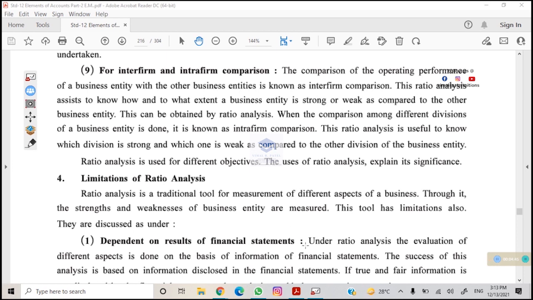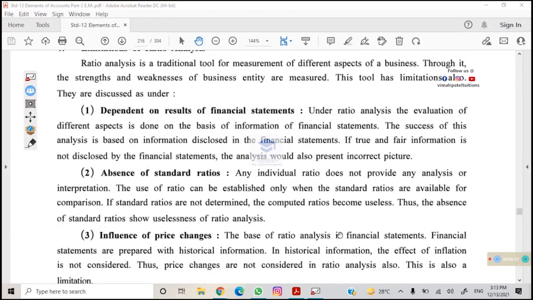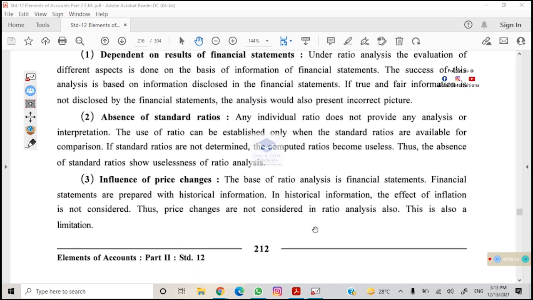Now the limitations. First, it is dependent on financial statement results. So if information contained in the balance sheet and profit and loss account is false or incorrect, the accounting ratio will not prove to be useful, because it will also produce misleading results, because it is based on miscalculation. Then absence of standard ratio. There is no standard ratio for each and every business. What is good for one type of company may not be good for another type of company or another type of industry.